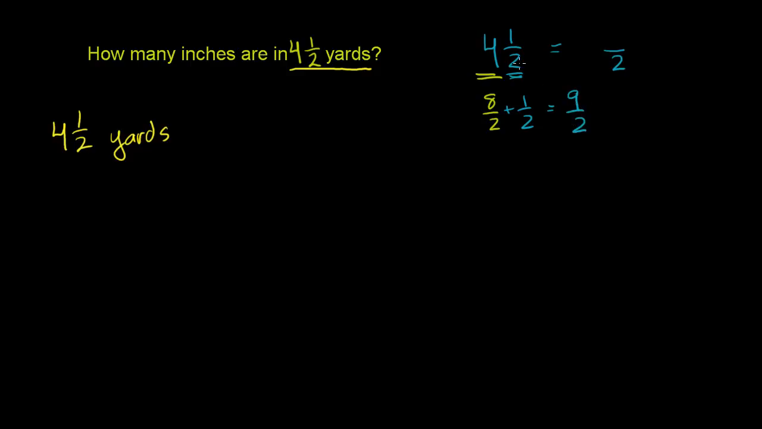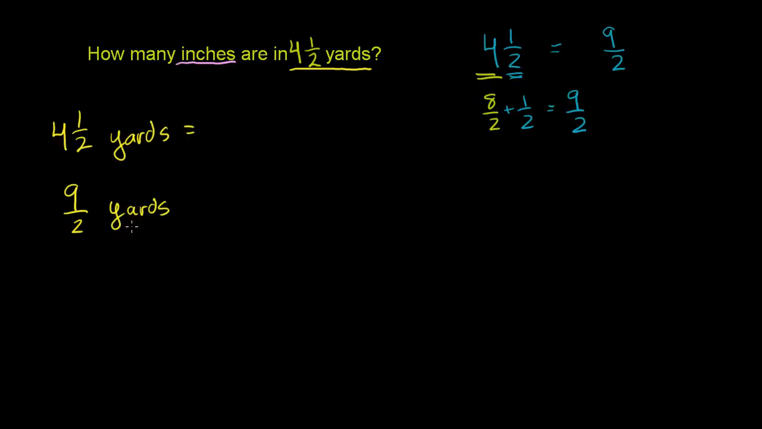The quick way to do it, 2 times 4 is 8. 8 plus 1 is 9. So 4½ is the same thing as 9 halves. So 4½ yards is the same thing as, let me write it over here, 9 over 2 yards. Now, we want to convert this into inches. Just so we can take this in baby steps, maybe we convert this into feet first. And then once we have it in feet, then we can convert it into inches.